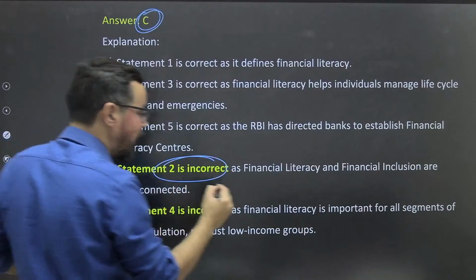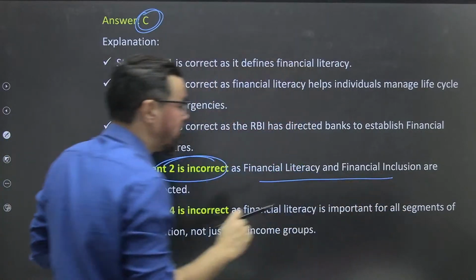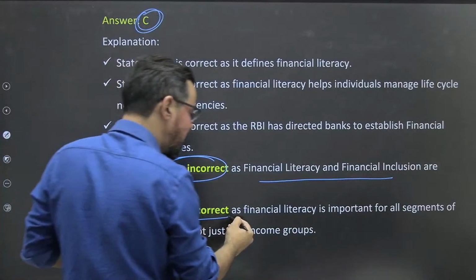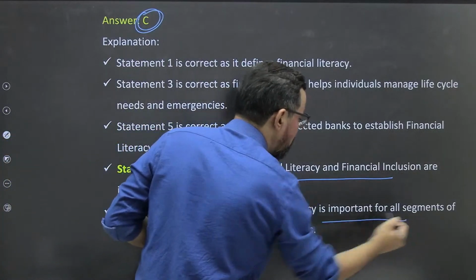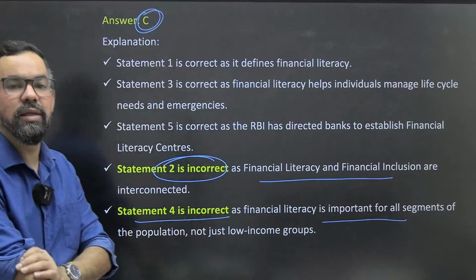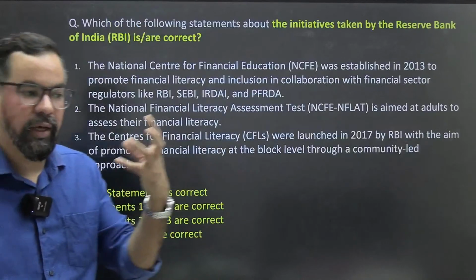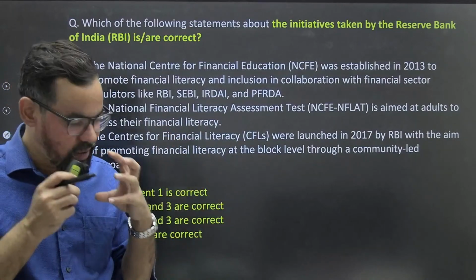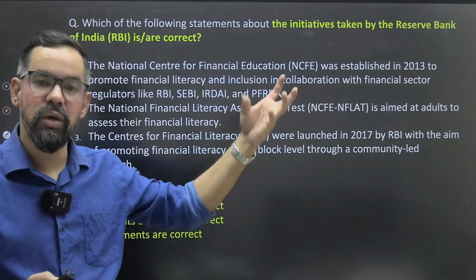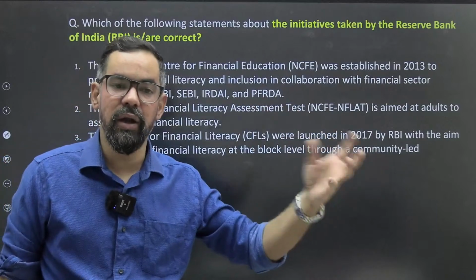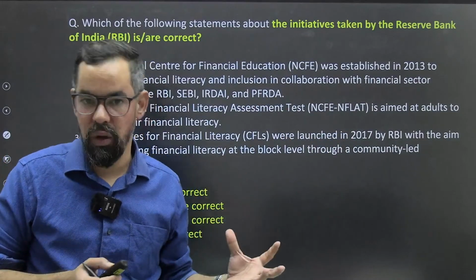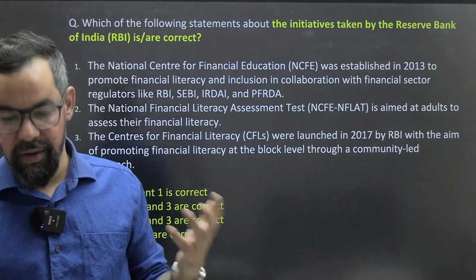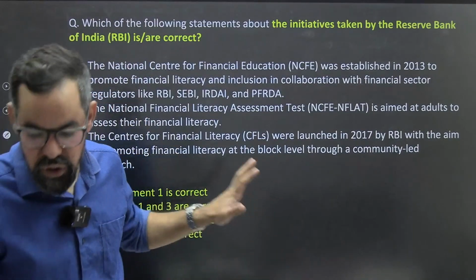Statement 2 was incorrect. Reason: financial literacy and financial inclusion are interconnected. Second, your statement 4 is incorrect. Financial literacy is important for all segments, okay? It is required by everybody, just that their goals may be different. One who needs to be aware about, say, a small RD. Another who is required to be literate around wealth management services and all. So it depends on the customer segment you belong to, and everybody needs some sort of education for these particular things.